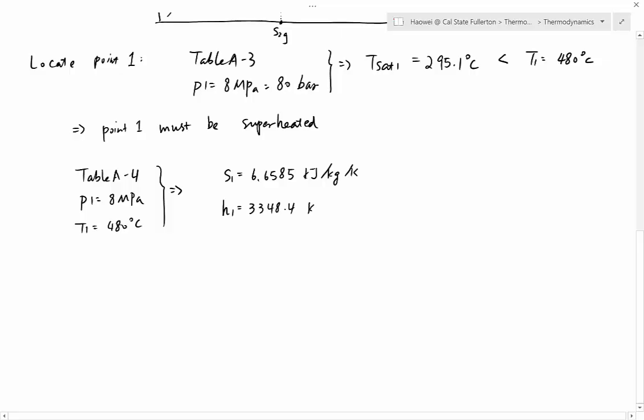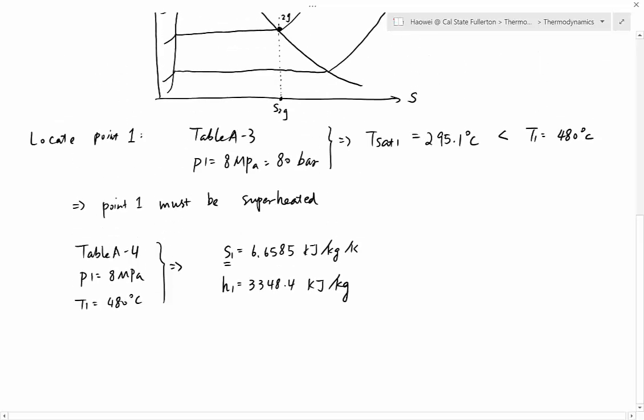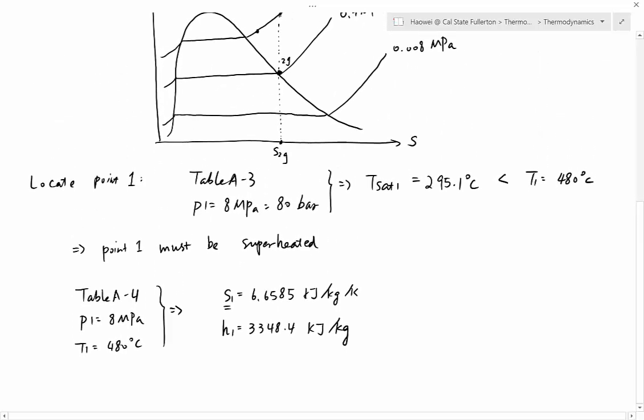H1 is 3348.4 kilojoule per kilogram. You want to write down the enthalpy of every single point because remember, the key of solving any Rankine system is to look for the enthalpy of every single point. So you want to write down H1, H2, the enthalpy of every single point. Okay, so now we have S1. The next one we're looking for is S2G, which is our reference.